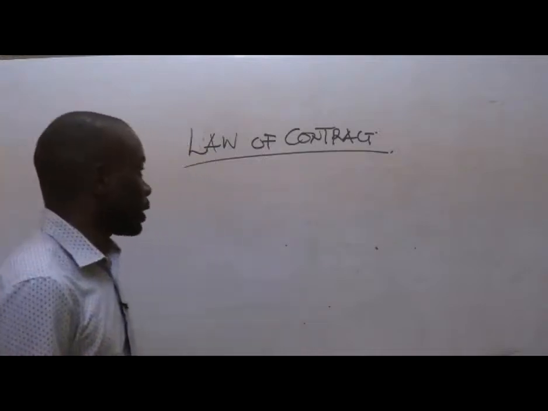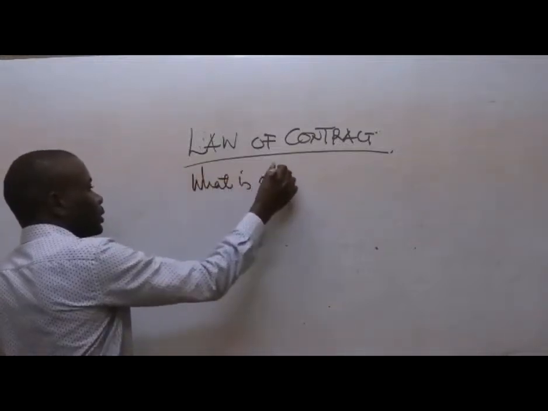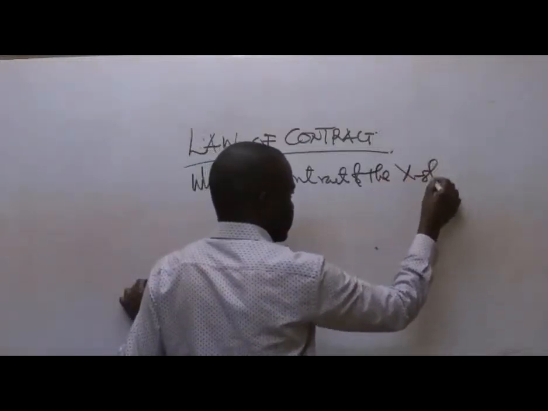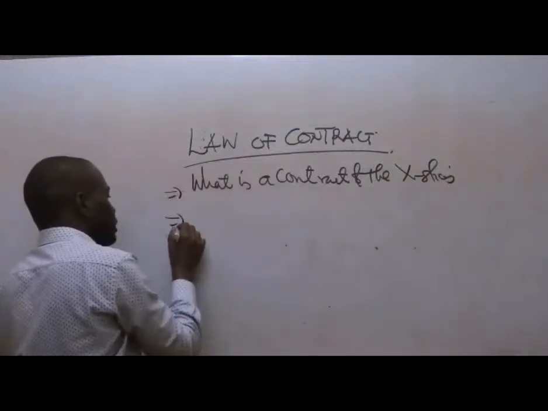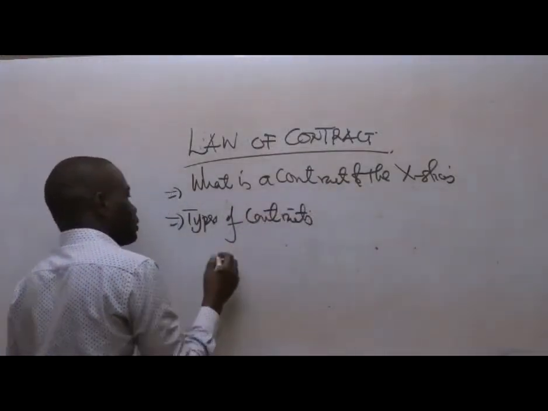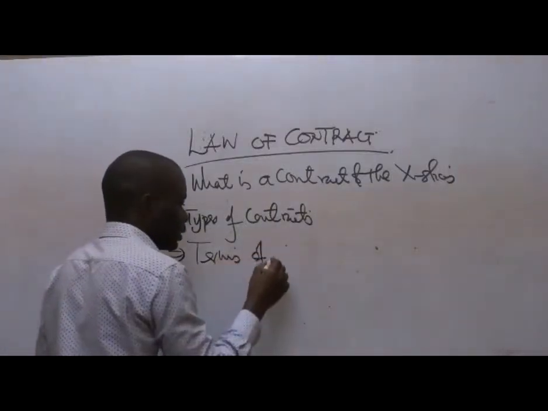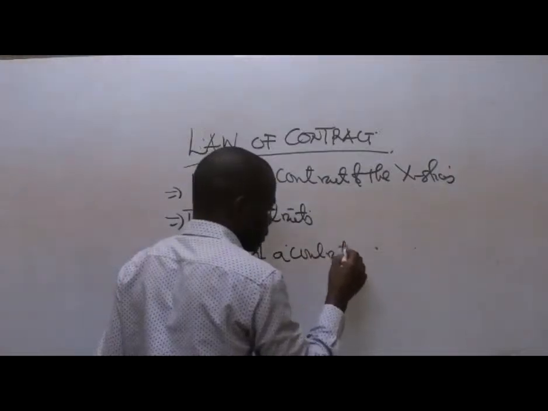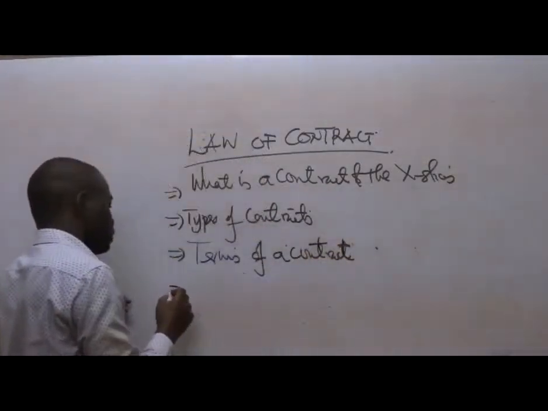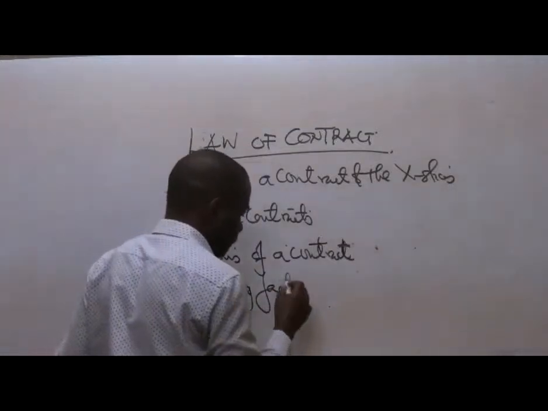So of course, what you need to understand here is what is a contract, and the characteristics, then the types of contracts we can have, and you need to be able to understand also the terms of a contract, then what we call vitiating factors in a contract.